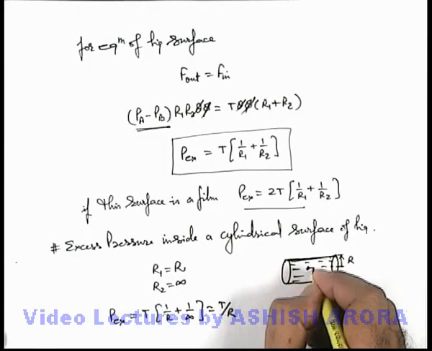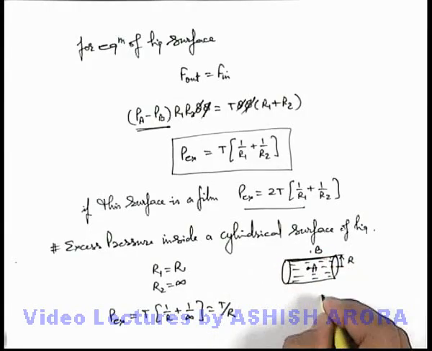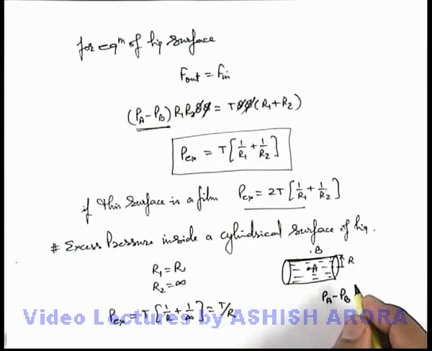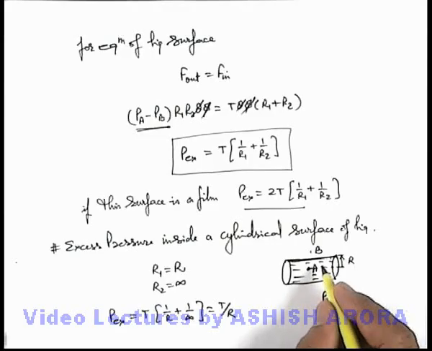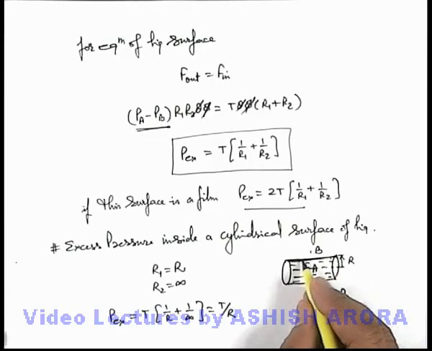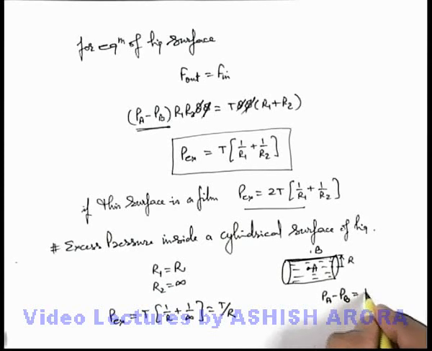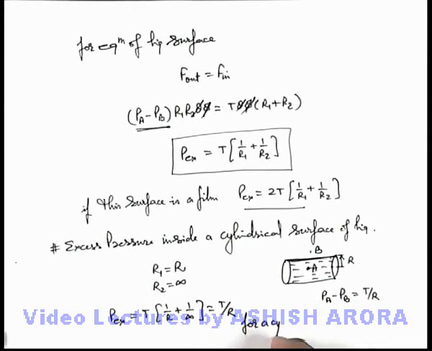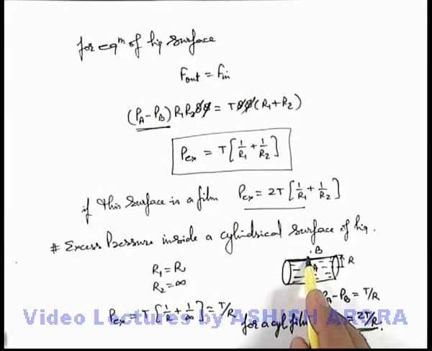So if inside there is a point A and outside there is a point B, PA minus PB, the excess pressure inside a liquid body having cylindrical shape, can be written as T by R. And for a cylindrical film, we can directly write the excess pressure as 2T by R, because in the case of a cylindrical film there will be two surfaces, one outer and the other inner, so the excess pressure will get doubled.